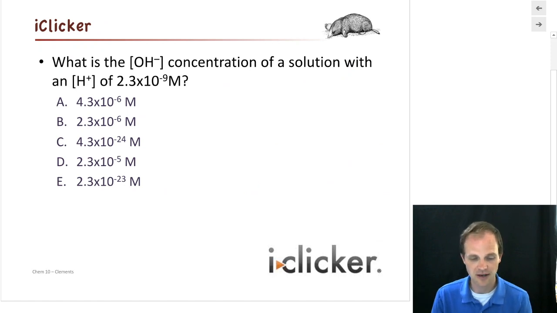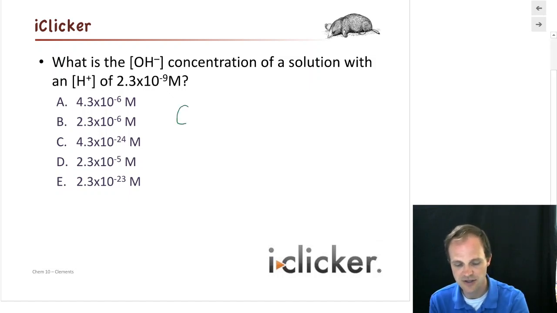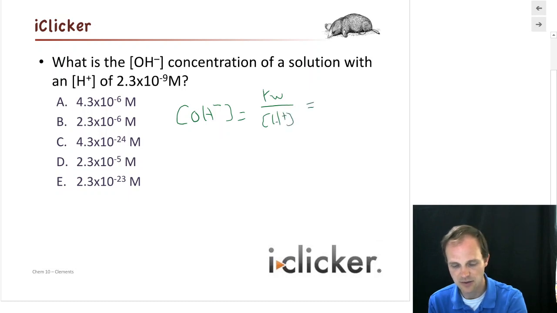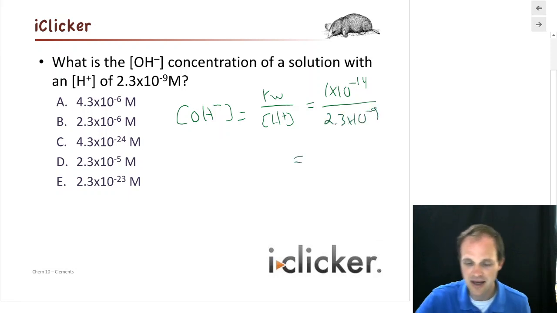Here's another one for you to try. What is the OH minus concentration of a solution when H plus is 2.3 times 10 to the minus 9th molar? So pause, try it out, come on back. You're back. So I'm assuming that you rearranged that equation and found out that OH minus is Kw over H plus, or 1 times 10 to the minus 14th over H plus, in this case 2.3 times 10 to the minus 9th. Plug that into your calculator.